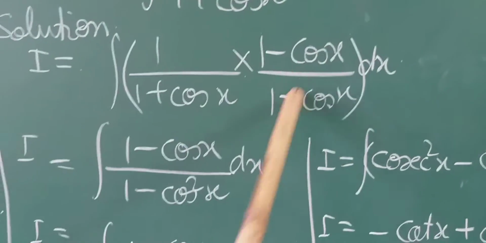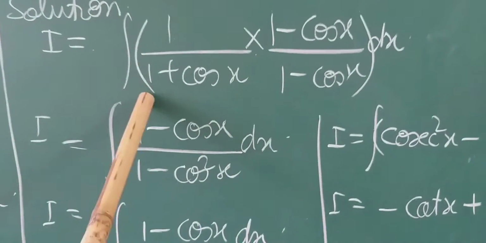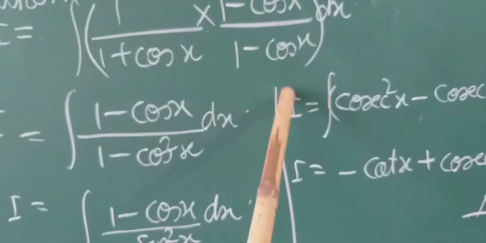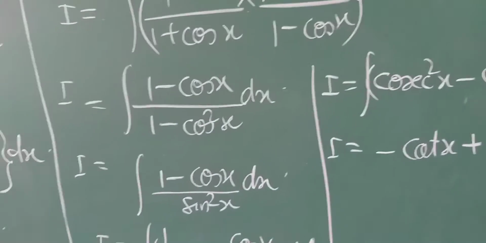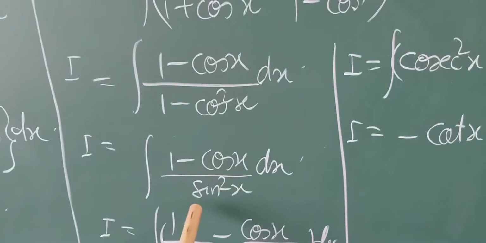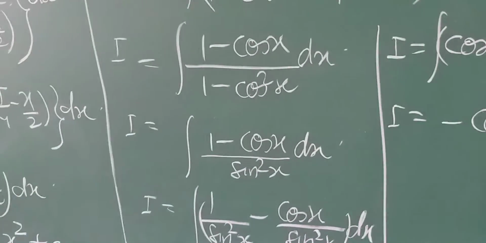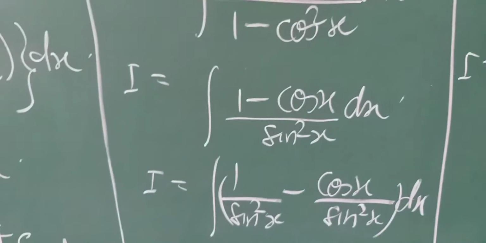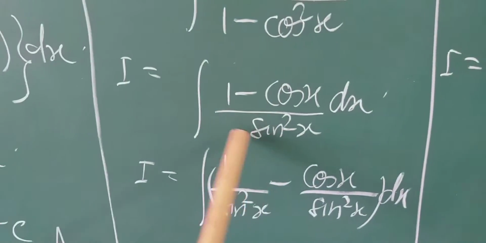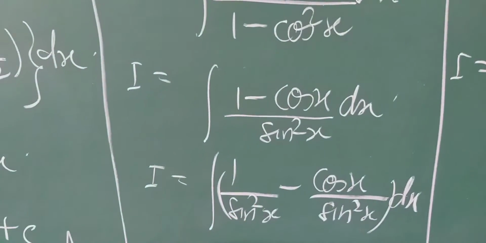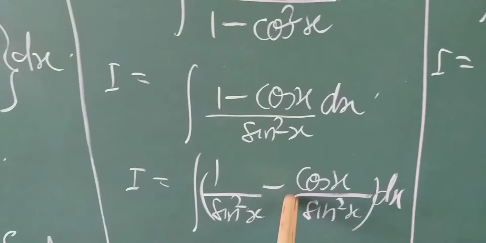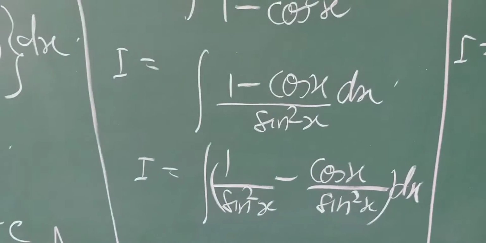So it will be 1 minus cos x upon 1 minus cos square x, 1 time plus, 1 time minus. So 1 minus cos square x equals sin square x. So integration of 1 minus cos x upon sin square x dx. Now we can write them separately: integral of 1 upon sin square x minus cos x upon sin square x dx.